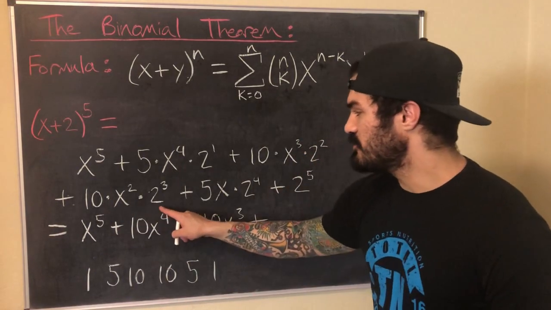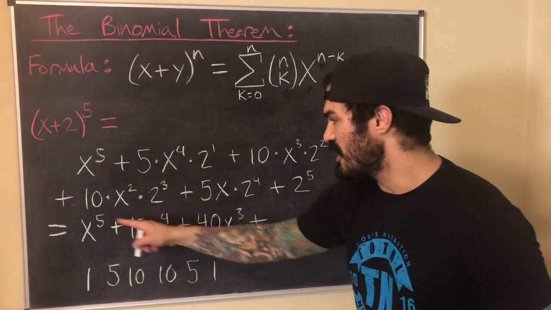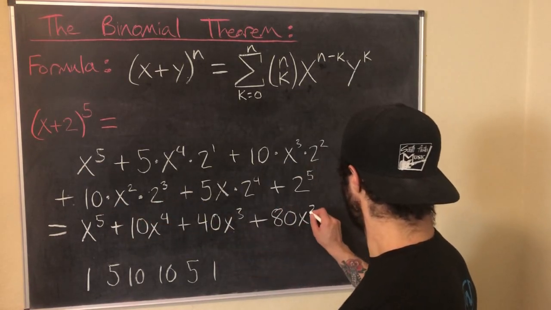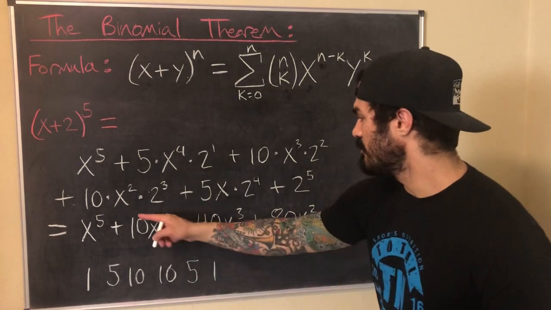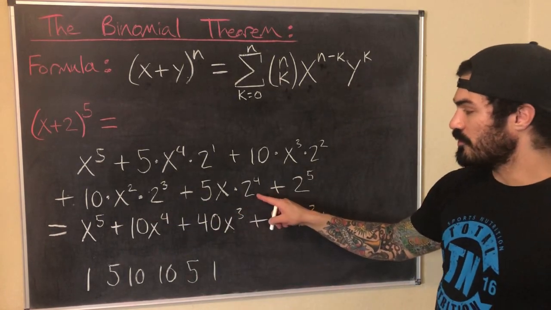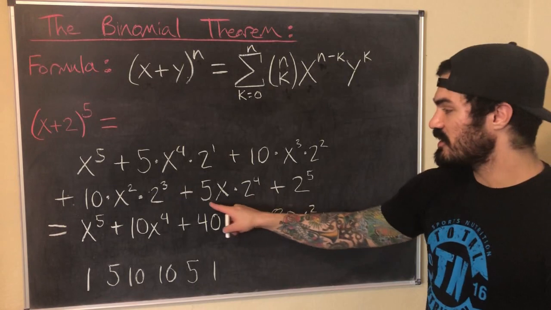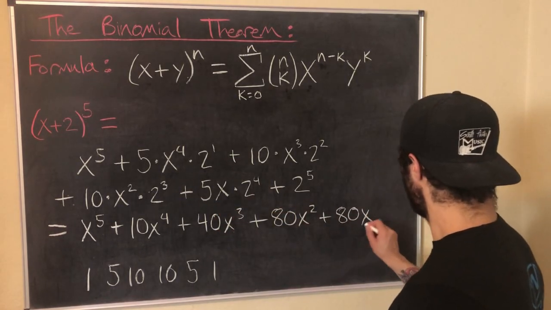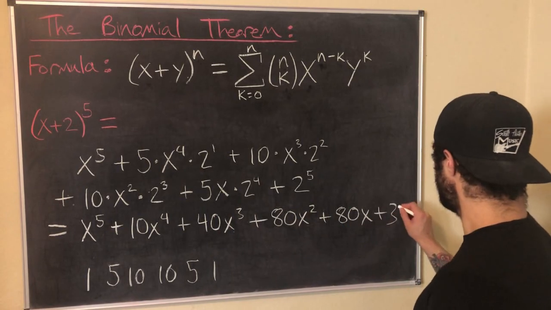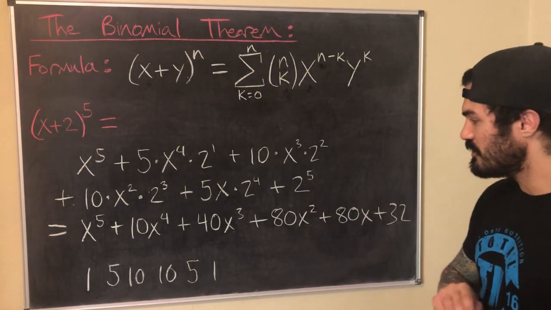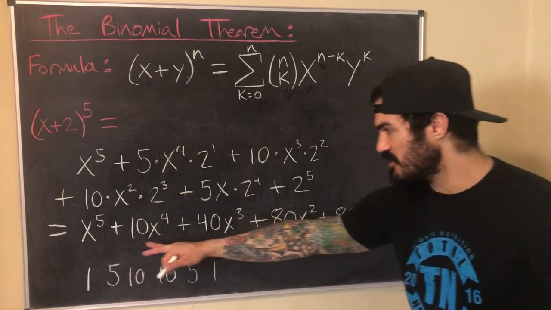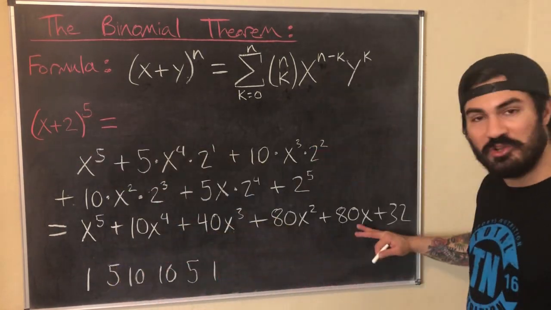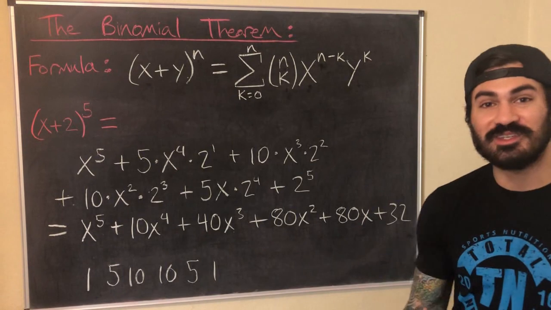Plus, now we have 2 cubed, that's 8. So 80x squared. Plus 2 to the fourth. That's 16 times 5, that's 80 again. 80x plus 32, right? 2 to the fifth, 32. So this is our fully expanded polynomial. We've expanded this binomial into this polynomial. Hopefully that process makes sense.